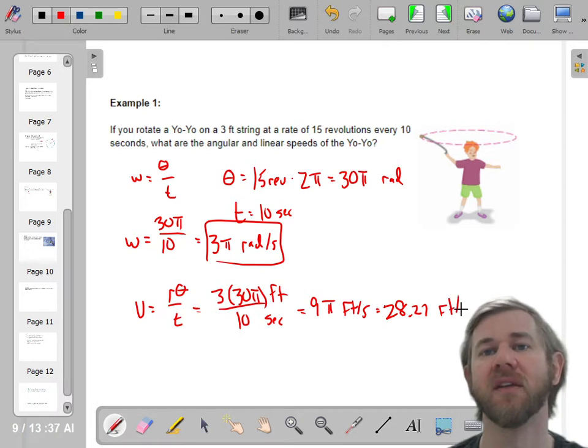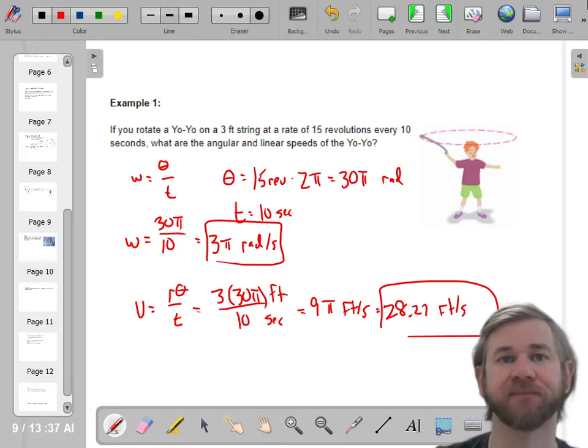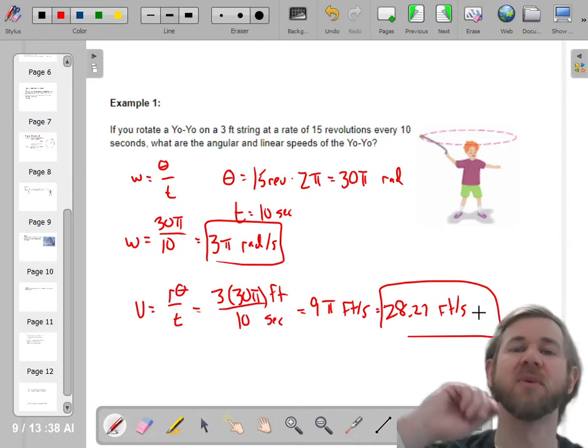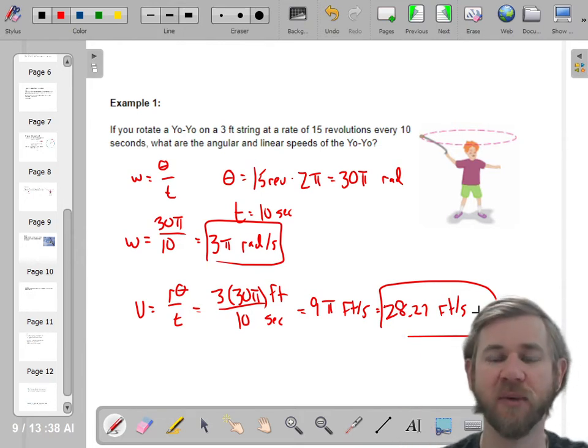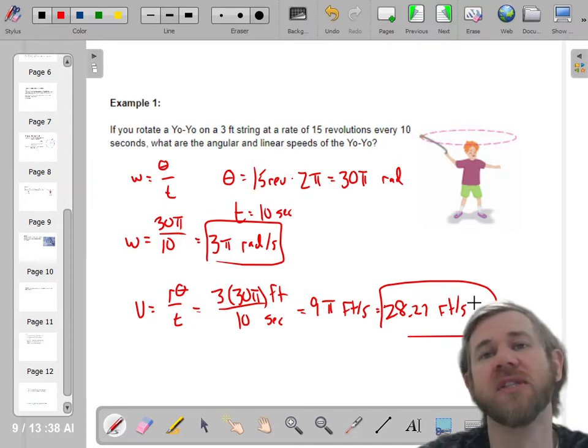28.27 feet per second. So that's moving pretty quick. That is our linear speed. So angular speed, we're just saying how fast is it spinning around. And then for linear speed, we're saying if you were to actually let this thing go, it would go at 28.27 feet per second.